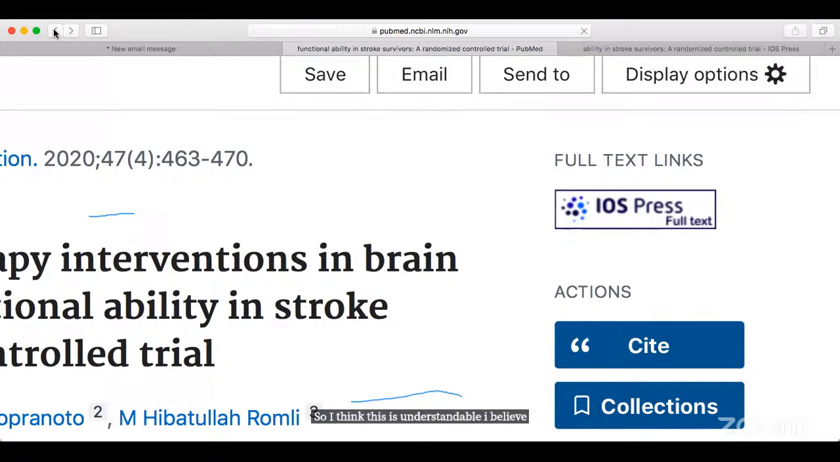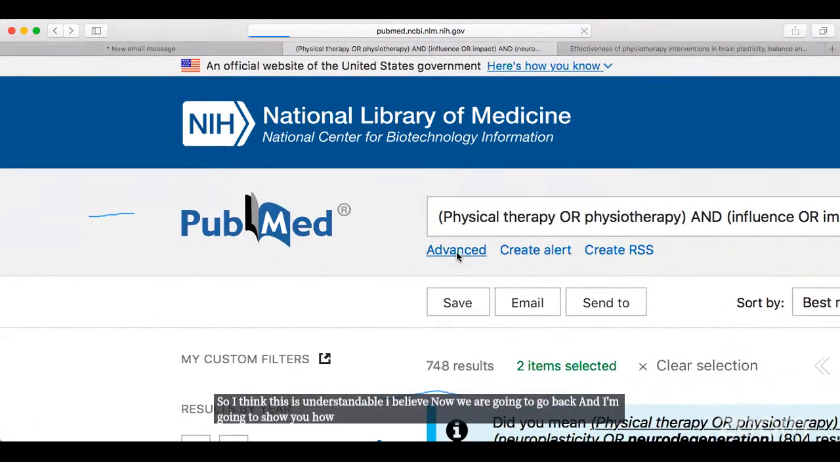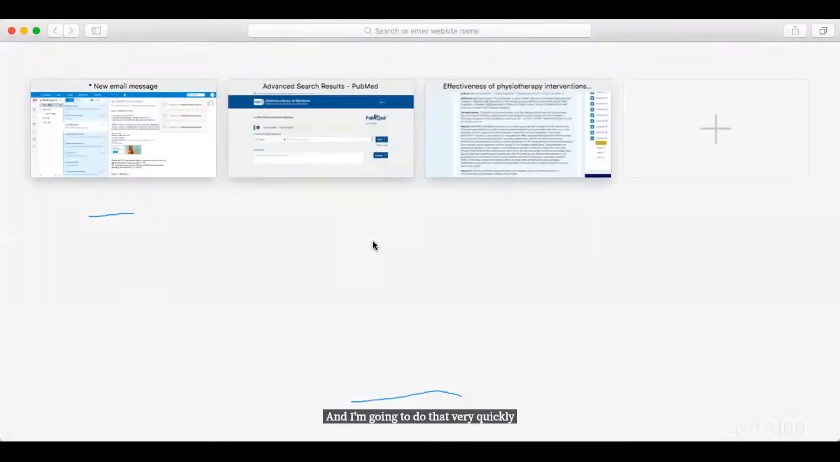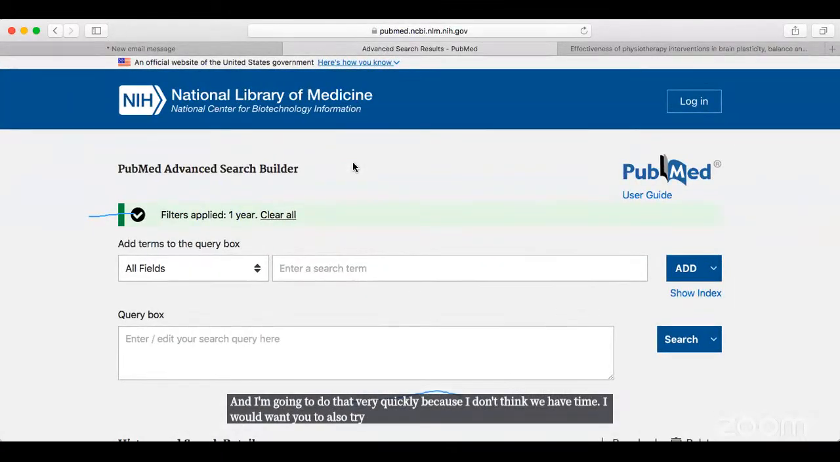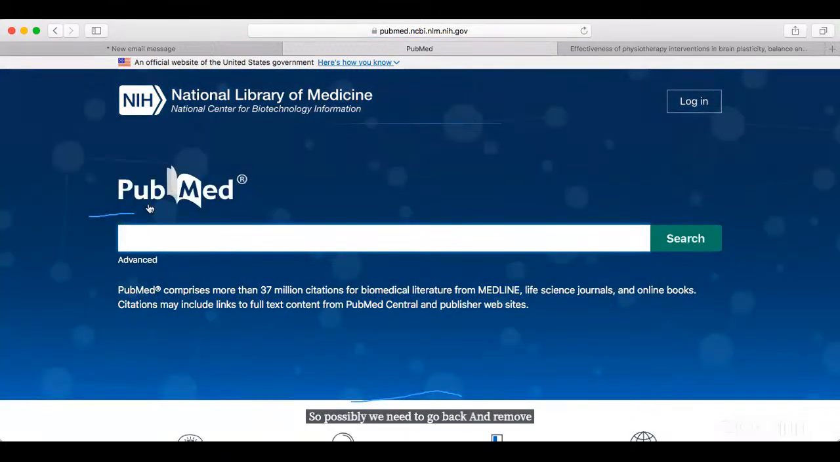Now we are going to go back and I'm going to show you how to do the advanced search. I'm going to do that very quickly because I don't think we have time. I would want you to also try to do this on your own. We are already at 9:14. So let's see. Oh, we have already filtered 1 year, so possibly we need to go back and remove that. Okay, let's just go to the advanced.